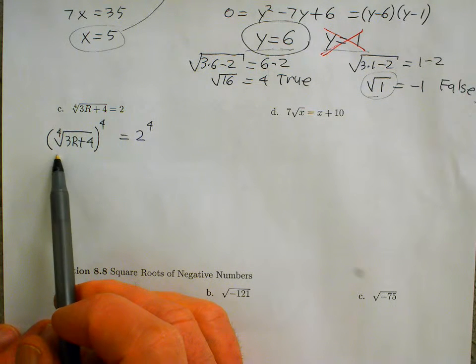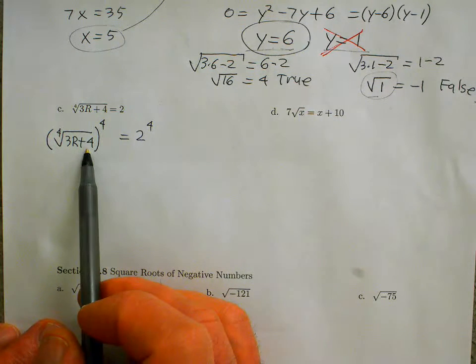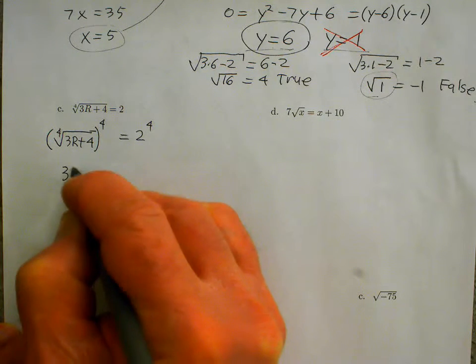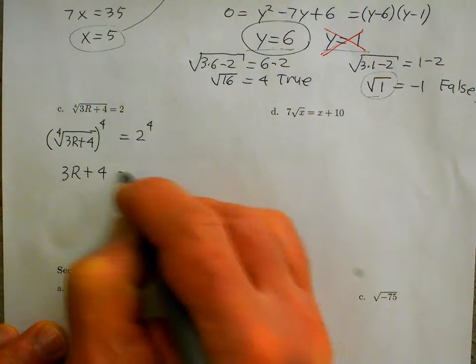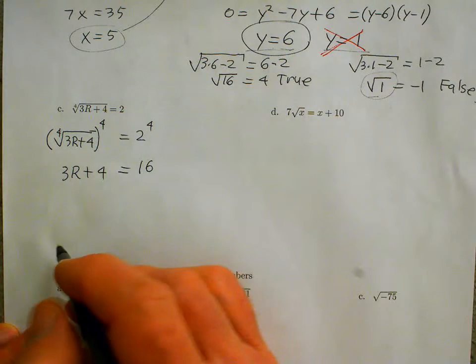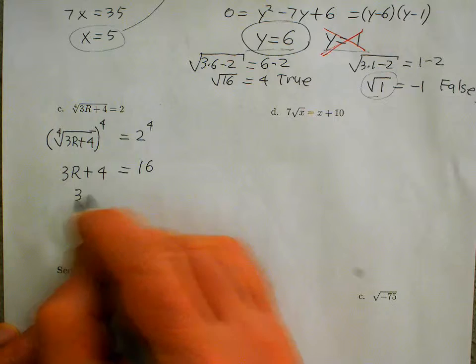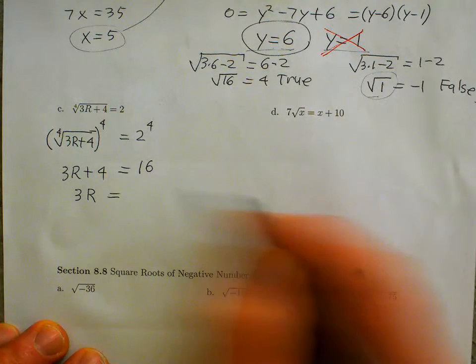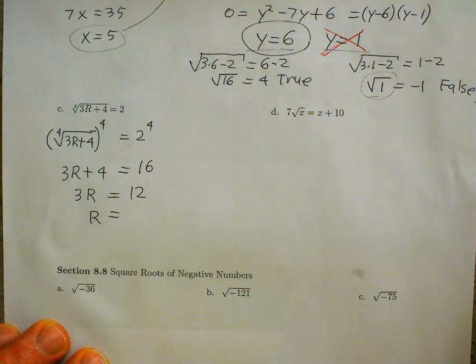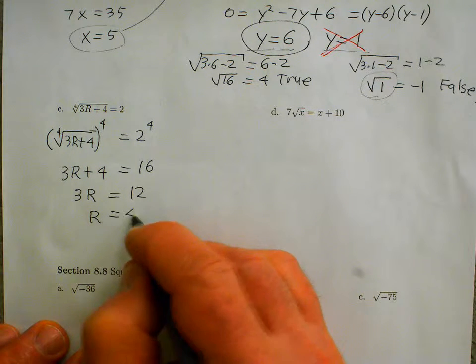The fourth root of 3r plus 4 to the fourth power is just 3r plus 4. 2 to the fourth is 16. And then solve for r. Subtract 4 from both sides. 3r equals 12. Then divide both sides by 3, we get r equals 4.